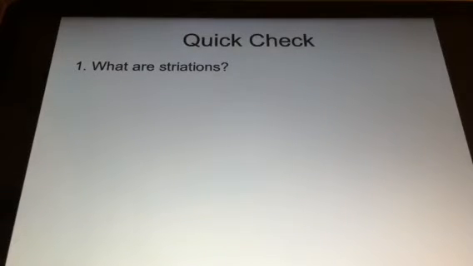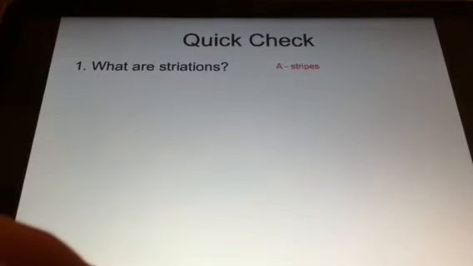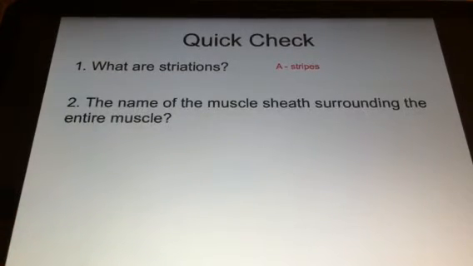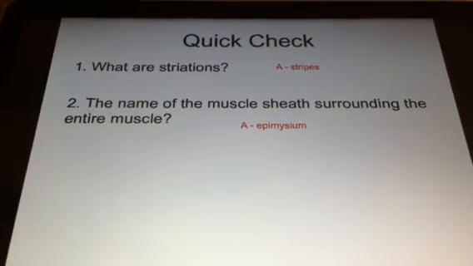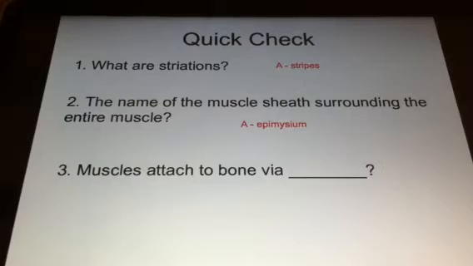Let's do a quick check. Do you remember when we talk about skeletal muscle, what are striations? I hope that you answered stripes. What's the name of the muscle sheath surrounding the entire muscle? Remember, there's 3 layers to muscle. What's the uppermost one that surrounds the entire muscle? I hope you said epimysium. Epi meaning above all the other ones. And finally, muscles attached to bone via what? We just talked about that, so I hope that you said tendons.